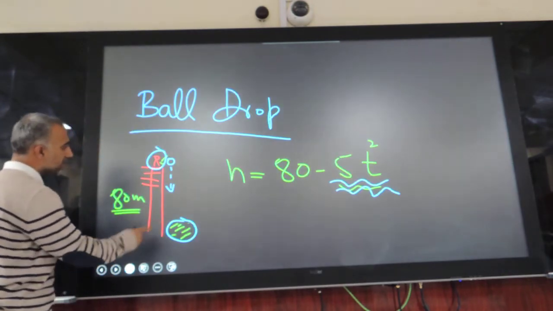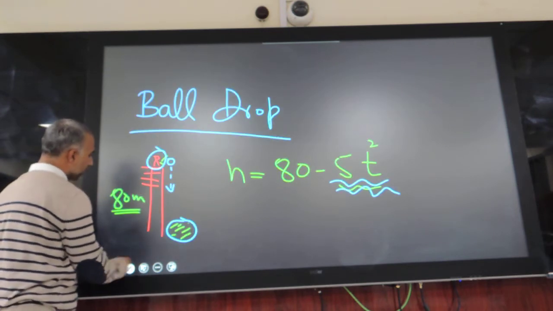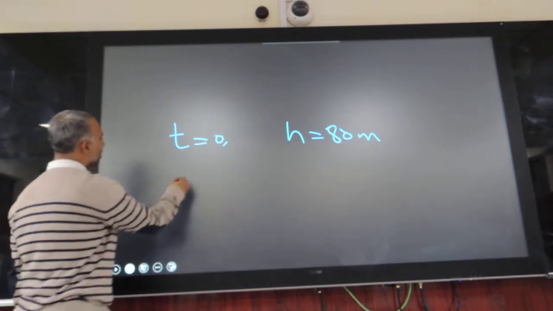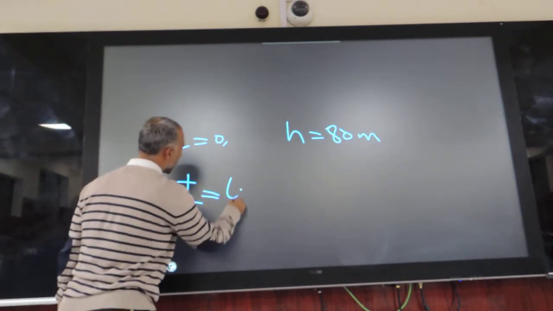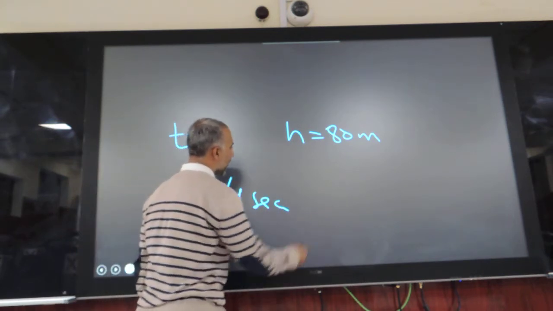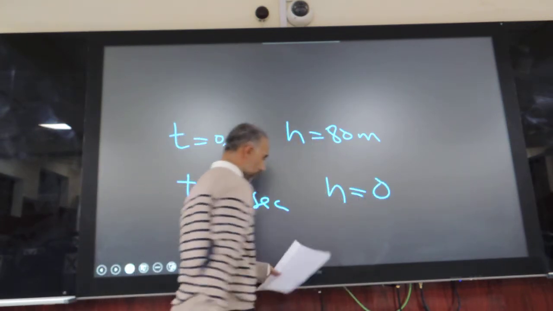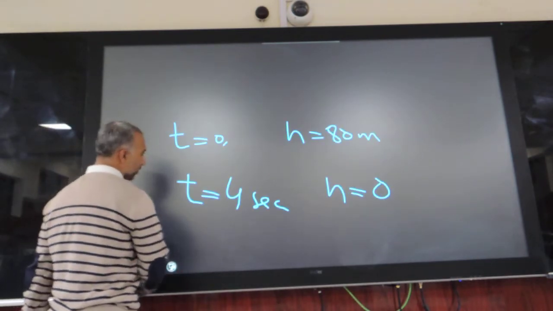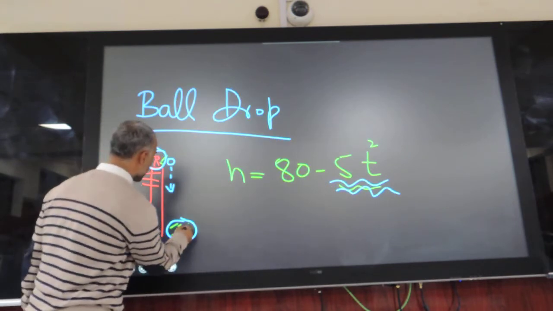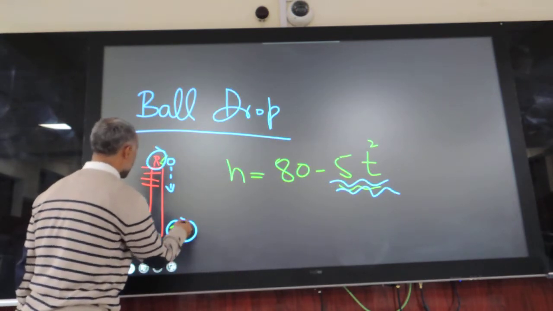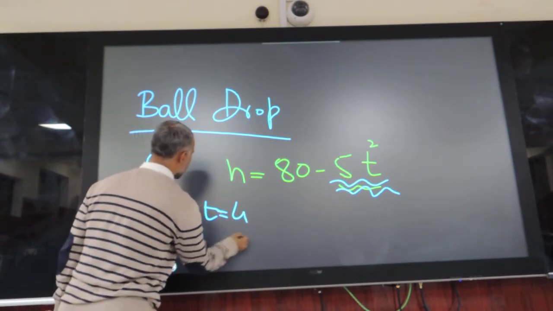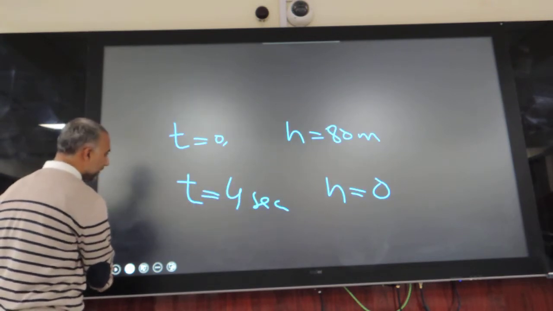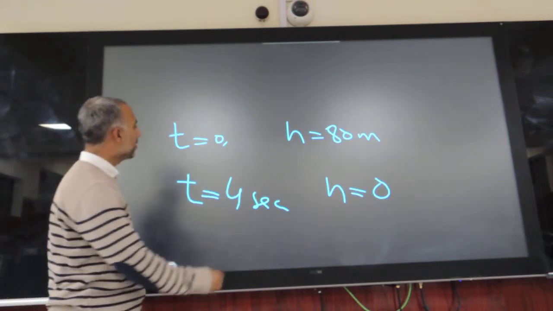Suppose the student lets go of the ball. The ball covers some distance, and after a time of 4 seconds the height will become 0. At that moment the ball will touch the ground. So the ball will touch the ground at this point, at time 4 seconds. This is the given or calculated information. So there are two things.